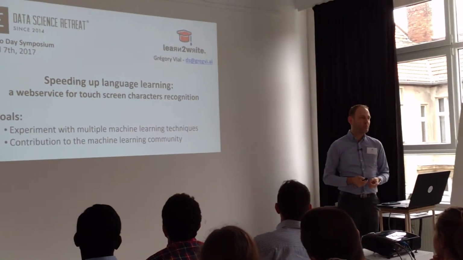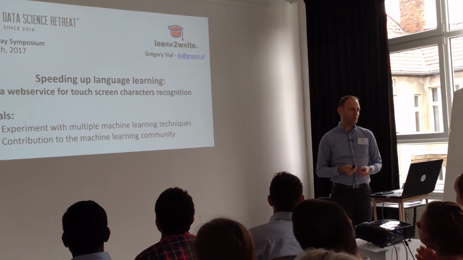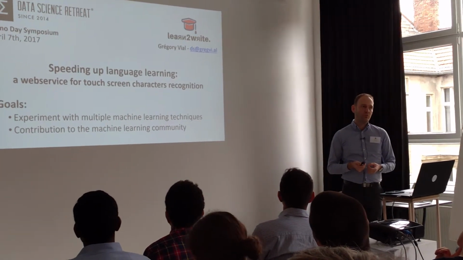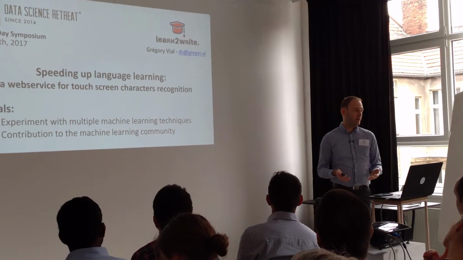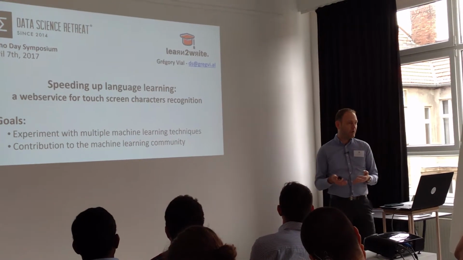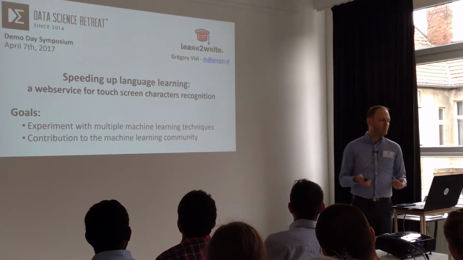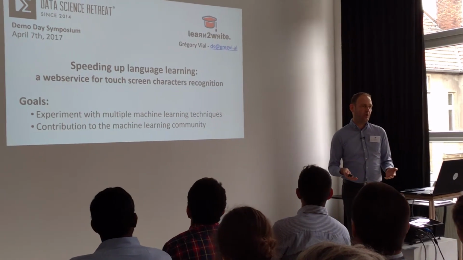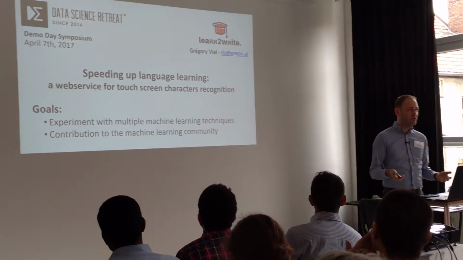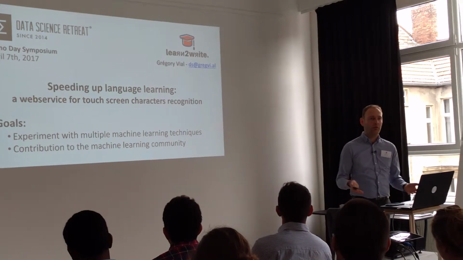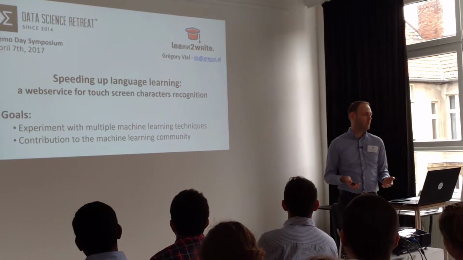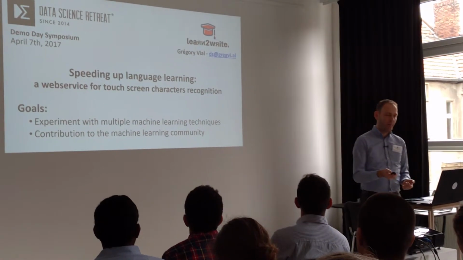And I had other objectives as part of this presentation, which were to learn new techniques. So I came here to Berlin, to a data science retreat, to learn. So I wanted to try new things. I didn't know neural networks before I came here. And also I wanted to try and give back something to the machine learning community. There are a lot of free tools and data sets around which we use all the time, and I wanted to see if I can make a contribution to that as well.